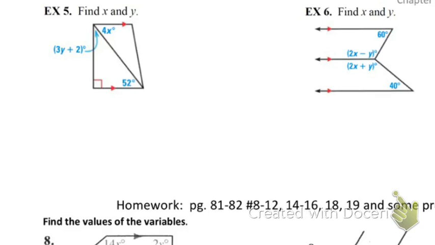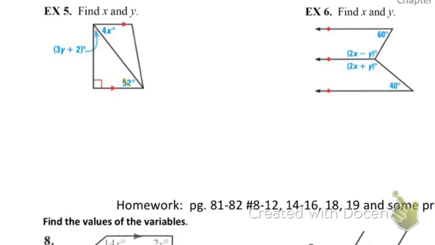All right, let's step this up a little bit. Let's do this part by part. How do I find 4x? I'm looking for that angle. 52 is congruent to 4x because they're alternate interior angles.